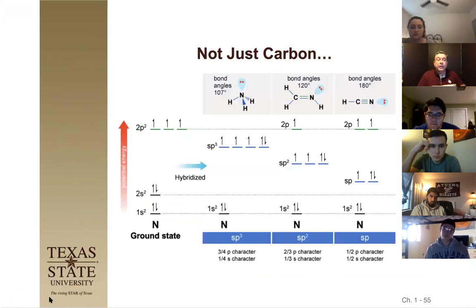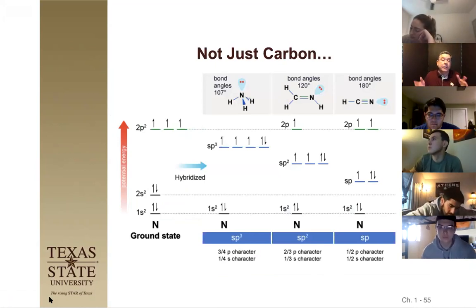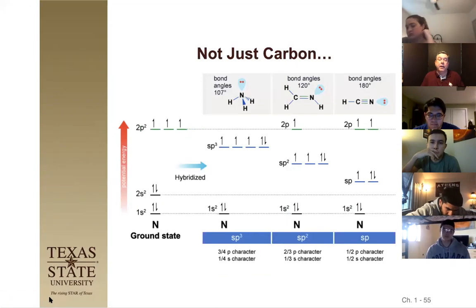Okay, but that doesn't work just for carbon. It works for all of our group 2 elements, which means oxygen is sp3 hybridized most of the time. Nitrogen is sp3 hybridized. If oxygen or nitrogen only has single bonds and lone pairs, it's sp3 hybridized. If you have a double bond between nitrogen or oxygen to another element, that means you have an sp2 hybridized orbital and a p orbital.